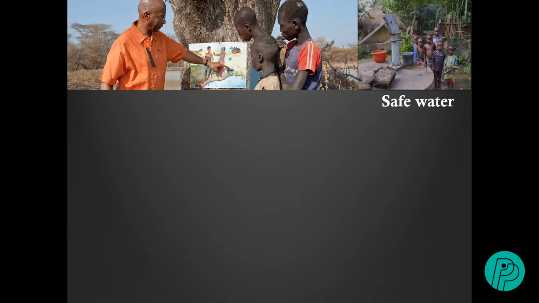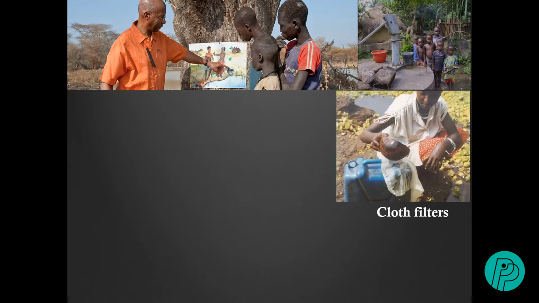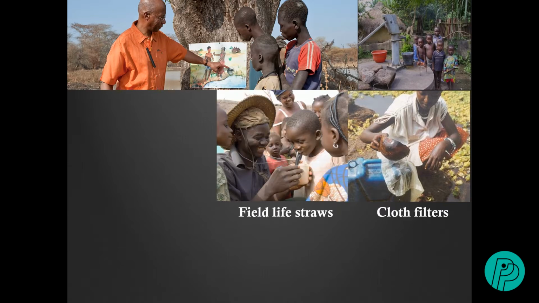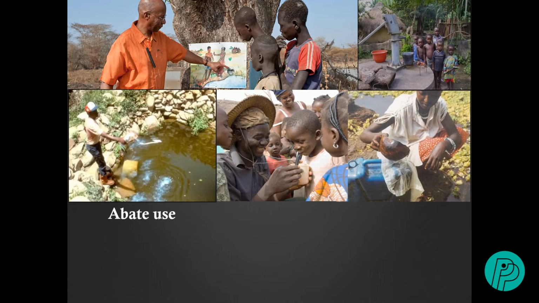Another big component of this is the provisioning of safe water sources, because if you are reliant on water sources potentially contaminated by copepods, you're not going to be ingesting guinea worm. In times when you have to get water from natural areas, the use of cloth filters or field life straws, which have a filter inside, essentially just filter out those large copepods that may be infected with guinea worm. And then if you've got water bodies that you know have been exposed or suspected to have been exposed to guinea worm, you can use a bait to kill those copepods.